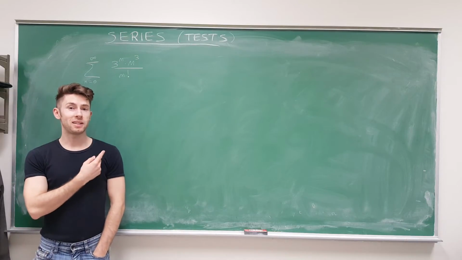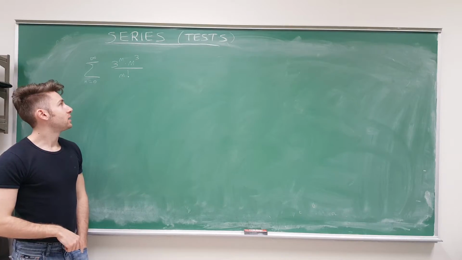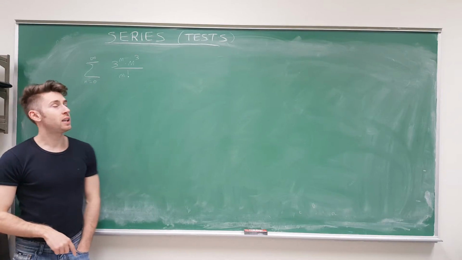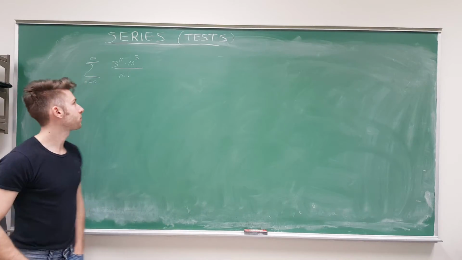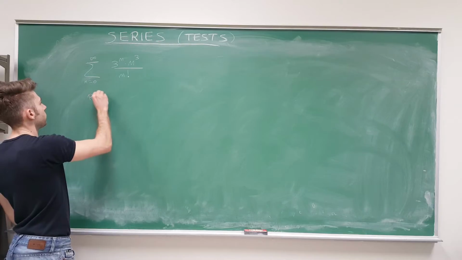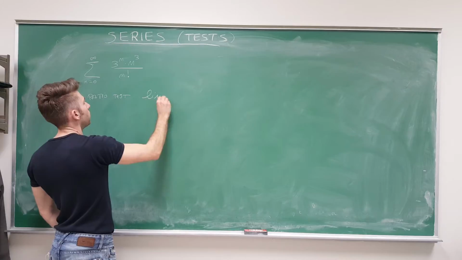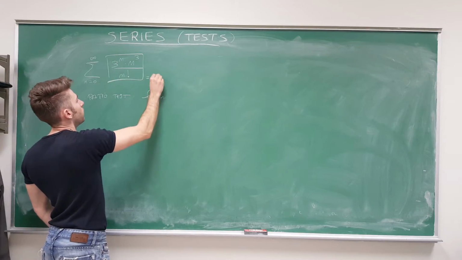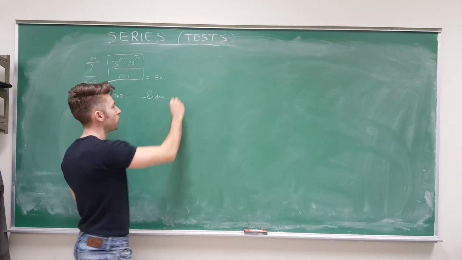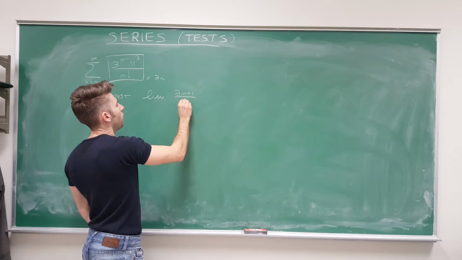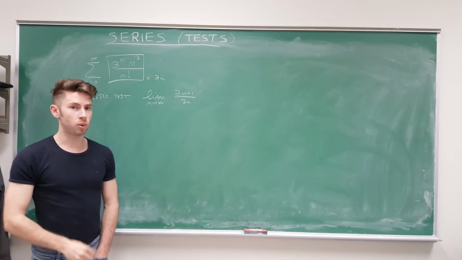So we're going to establish whether this series is convergent or not. And since we see an exponential and a factorial, let's just jump ahead and do the ratio test. So this is my term a_n, and the ratio test requires me to compute the limit of a_{n+1} over a_n. So let's see what these are.